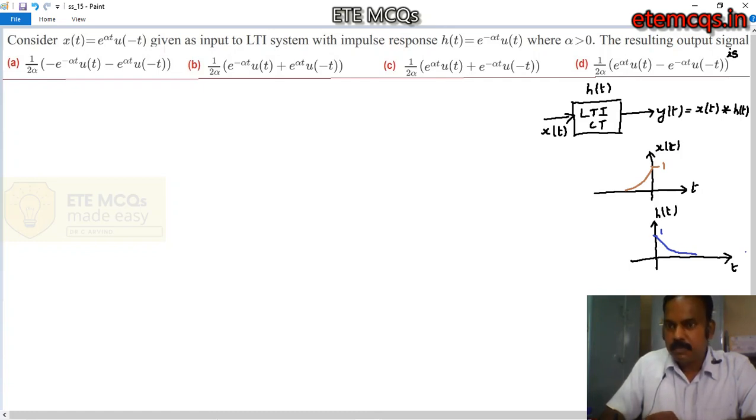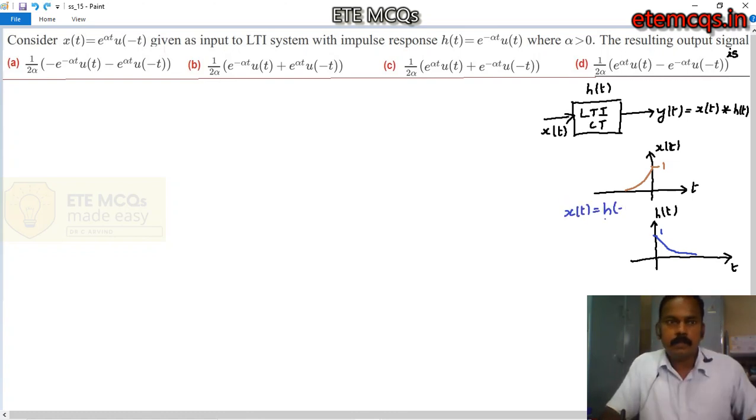If you just notice, both the signals are symmetric to one another. What I mean to say is x of t is equal to h of minus t. Both are symmetric. One is the time reversed version of the other. X of t is equal to h of minus t. We are supposed to find the output.